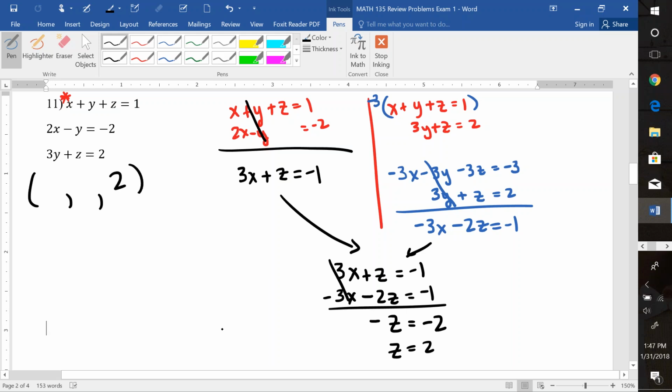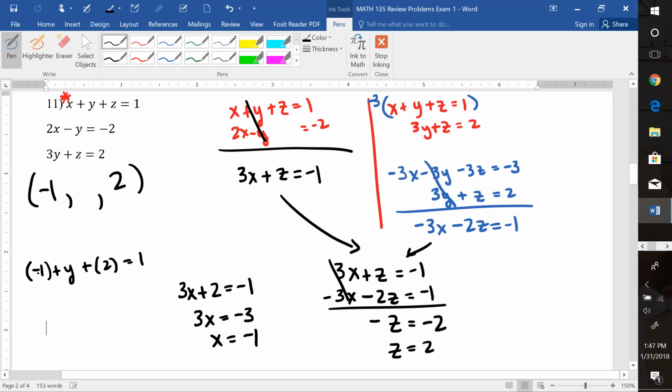We already know that the final spot is a 2, because remember, it's x, y, z. Now we're going to take this 2 and plug it back into either this black equation here or this blue one to find x. I'm going to choose to plug it into this one because I don't want to deal with the negatives. So 3x plus 2 equals negative 1. That's 3x equals negative 3, or x equals negative 1. And then typically I plug back into my anchor equation. So negative 1 plus y plus 2 equals 1. Negative 1 plus 2 is 1, plus y equals 1. And if we subtract over the 1, we get that y equals 0. So our ordered triplet is negative 1, 0, and 2.